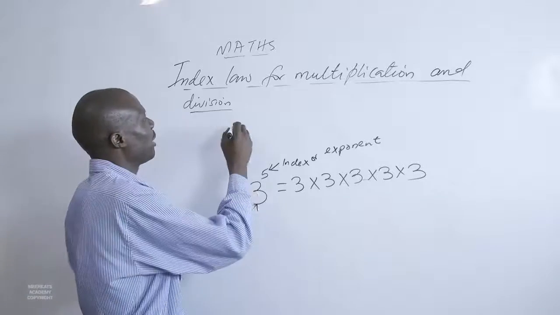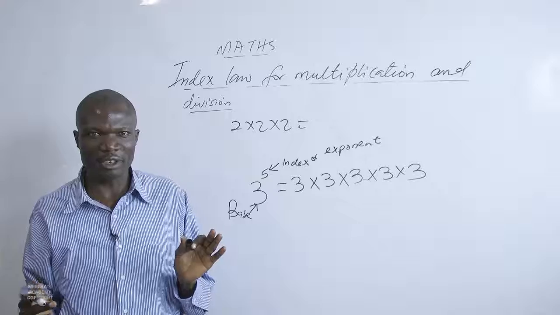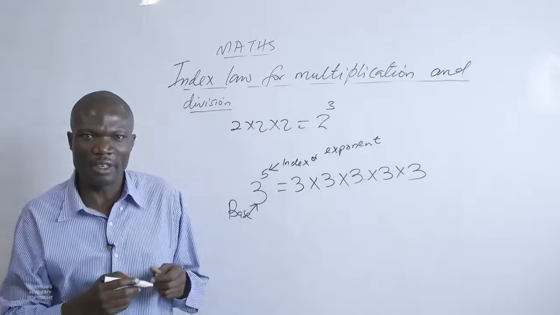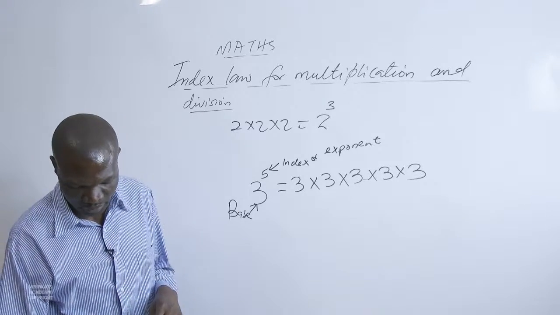If you have a number like 2 times 2 times 2, don't waste space writing all that. Just write this is the same as 2 raised to power 3. The base is 2, the index is 3.